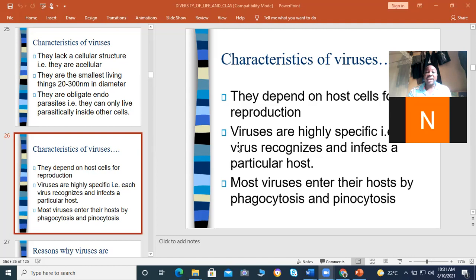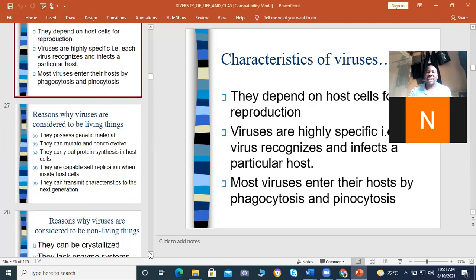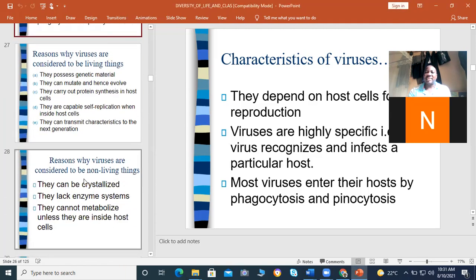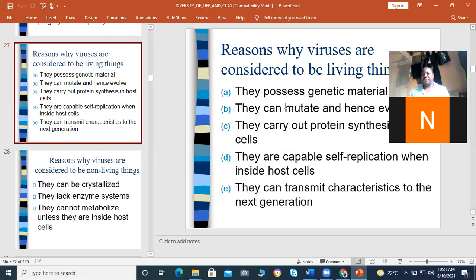Then most viruses enter their host by phagocytosis or pinocytosis. That means that they're able to eat the cell walls and then they can actually penetrate the cell. Once they enter inside the cell, then they are capable of reproducing. Now, there are reasons why we classify viruses as living things. Remember, they are in the borderline between living and non-living things.